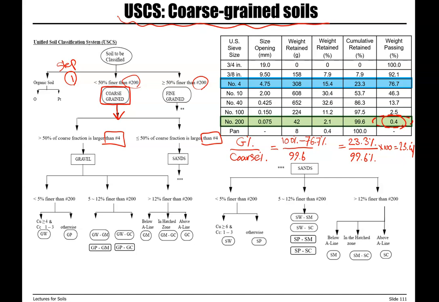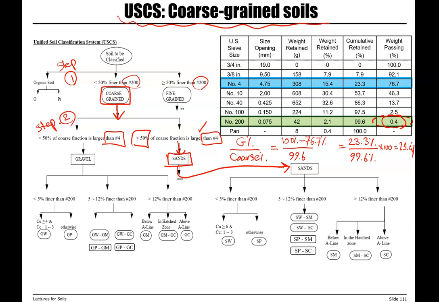So in the coarse section of this soil sample, 23% is gravel, the rest is sand. The coarse fraction larger than number 4 is 23%. It's less than 50%, so this one is satisfied, and therefore our sample is mainly sand. And since it's mainly sand, we need to go here. So this is our step 2.